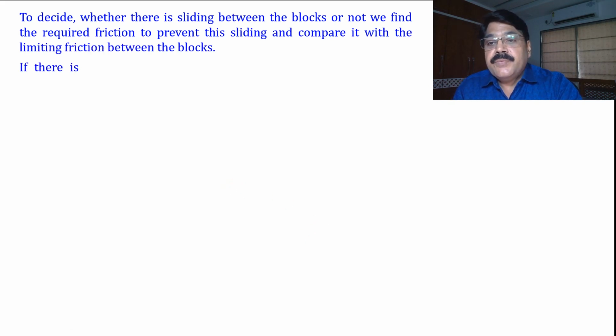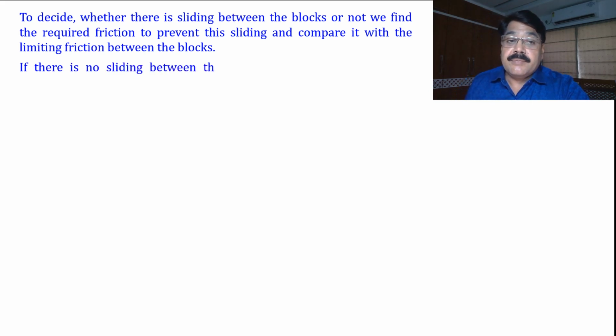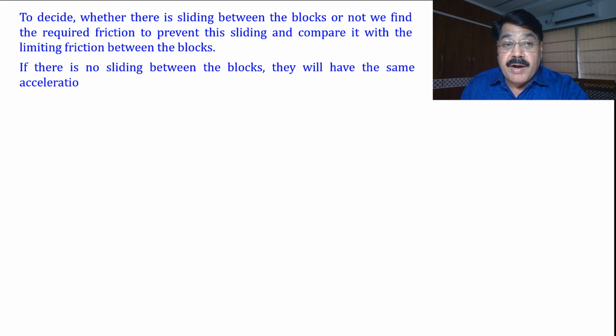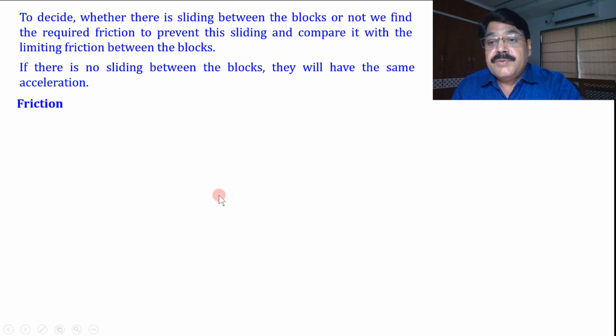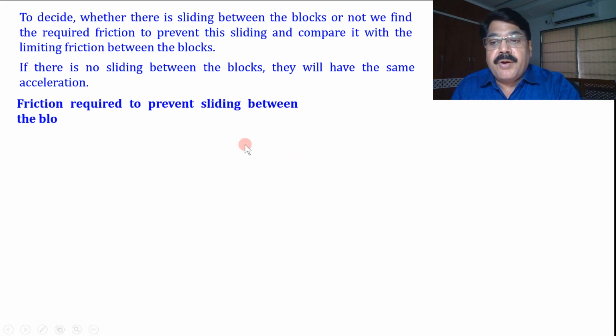Now what we do, if there is no sliding, both the blocks will have the same acceleration, because we want to calculate the friction required to prevent sliding. So there is no sliding, so both the blocks will have the same acceleration. And if both the blocks have the same acceleration, they can be treated as a system. Friction required to prevent sliding between the blocks.